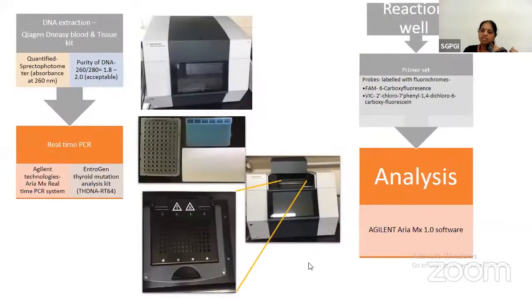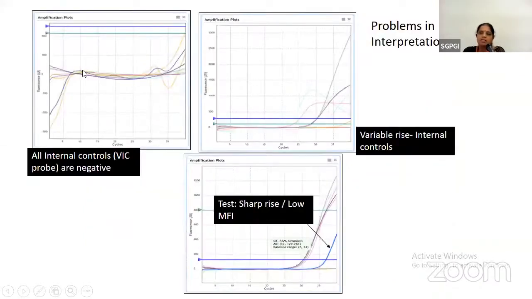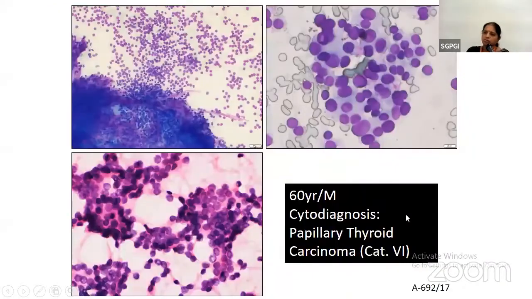So this is what the whole setup is: simple real-time PCR, and you read out against the internal controls, and this is the test, which is the FAM. Sometimes you can get problems when all the internal controls may not work. You have something going up and down, and this is an uninterpretable test. Sometimes you get a low rise, which is not good at all. I'll just show you a few cases.